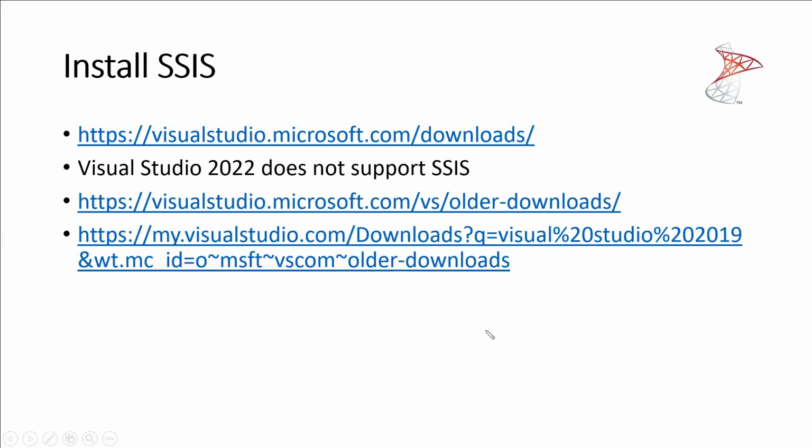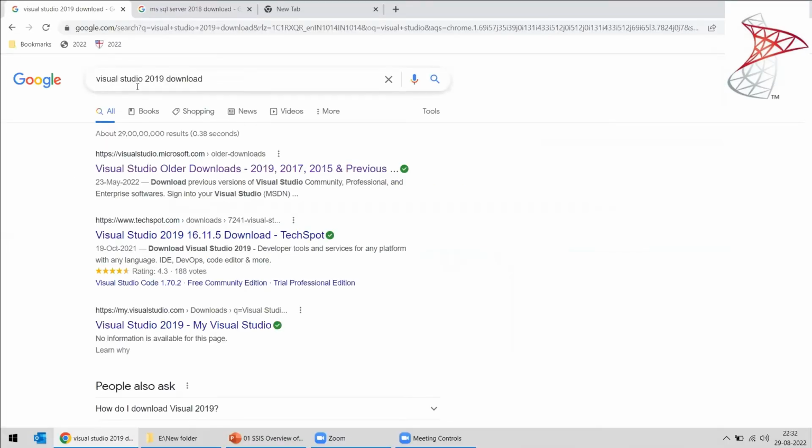Now we can go through how to install SSIS. There are certain websites where we can download it. There is a problem that 2022 does not support SSIS, so if you are going to download it, you can go to the previous version. Mainly it is Visual Studio 2019, and there are certain links. You can go to Google and search Visual Studio 2019 download, and you will get a link like this, Visual Studio older downloads, and you can select that link.